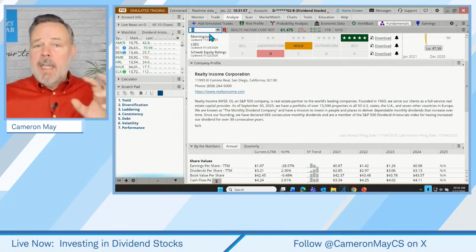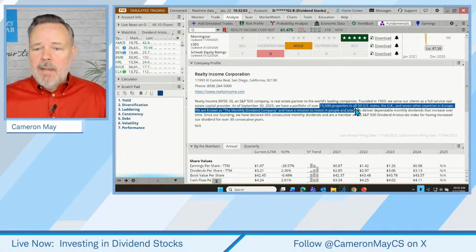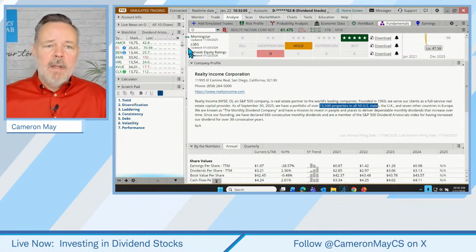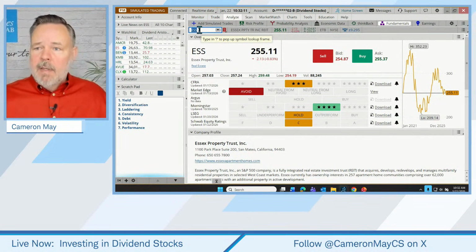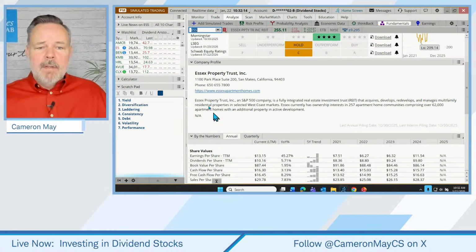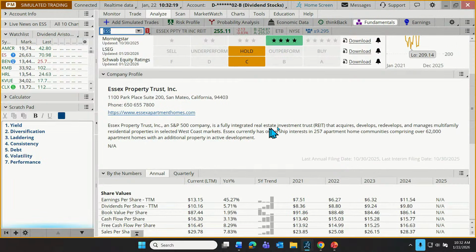And what we'll notice as we move over to ESS is going to be very different. So this one is broadly diversified, 50 US states, the UK, 7 other countries. ESS, much more niche. Niche doesn't mean bad, but it means a niche. So I'm going to scroll down here. Essex Property Trust, it's an S&P 500 company. Fully integrated real estate investment trust that acquires, develops, redevelops, and manages multifamily residential properties. So we know this is not a hospital REIT, it's not a commercial REIT. It is a residential properties REIT in selected West Coast markets.